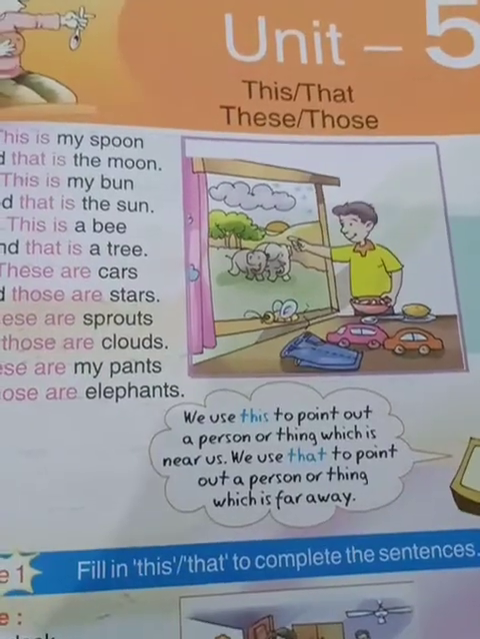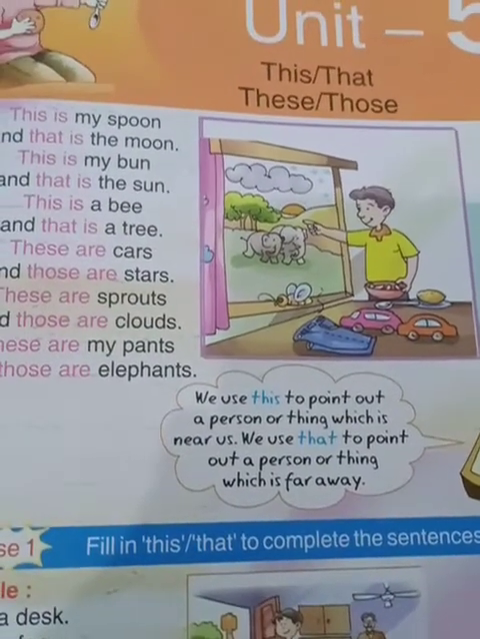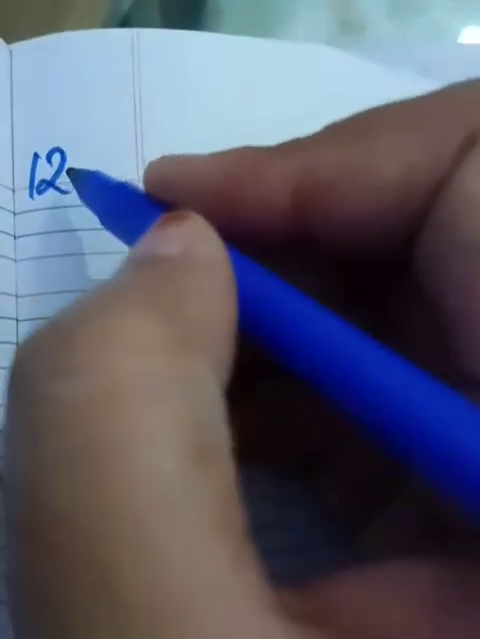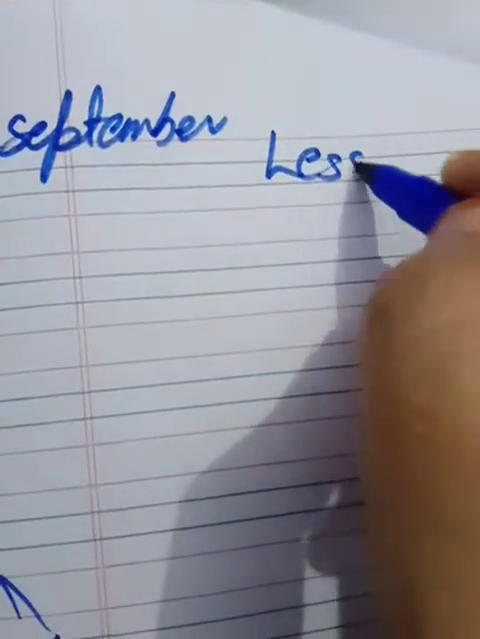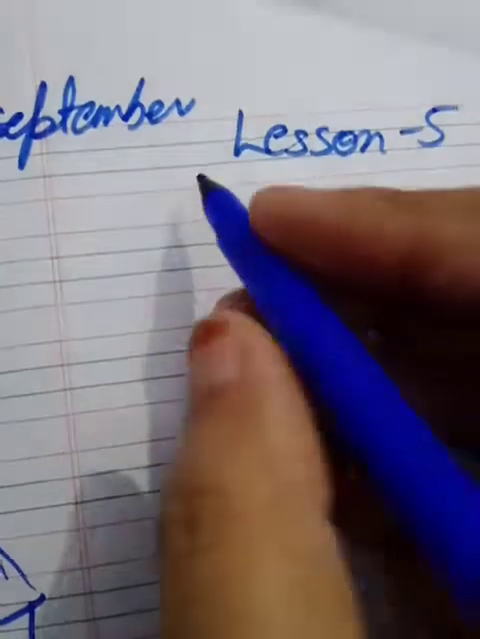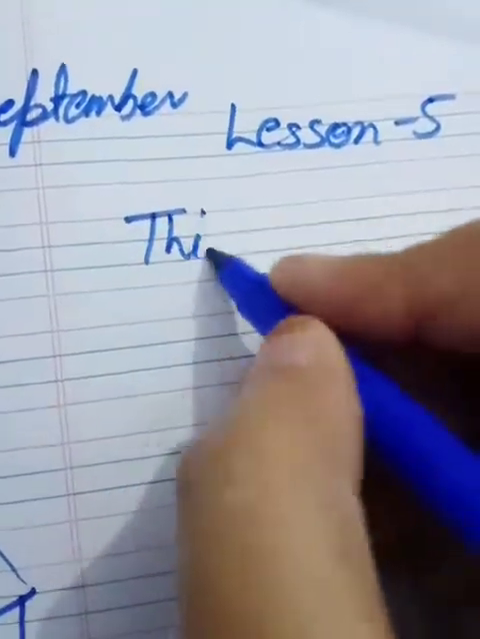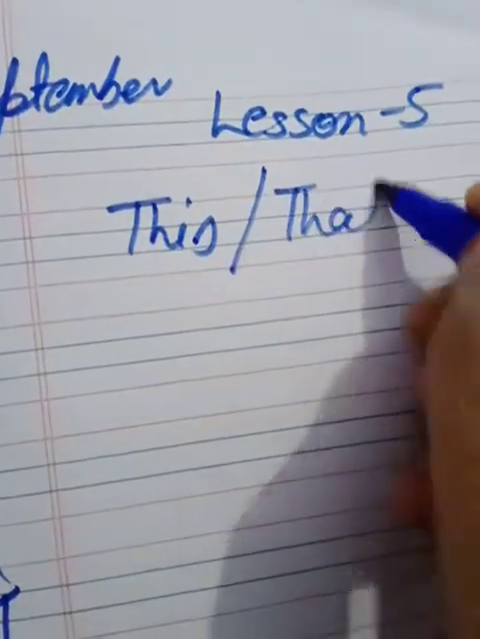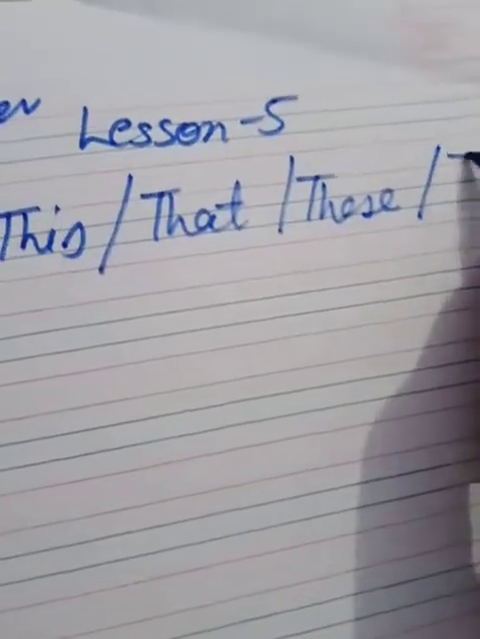Now we will do some exercises so that your concept will be more clear. Write today's date and chapter number and name. Lesson 5. This, that, these, those.